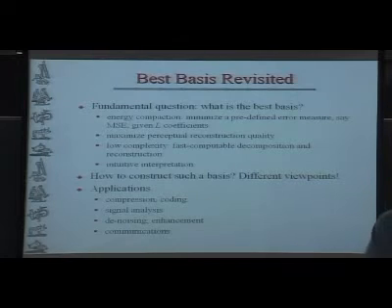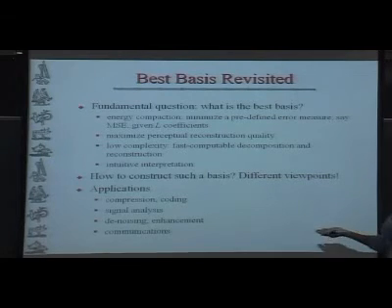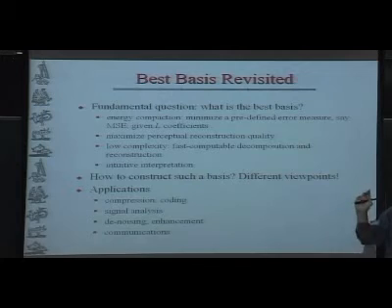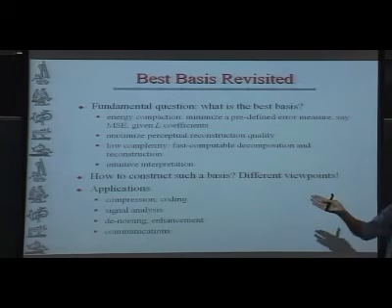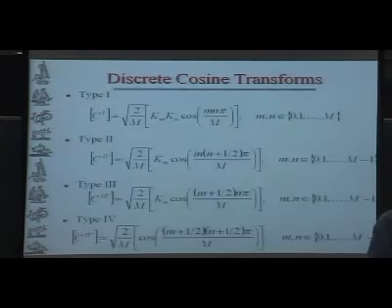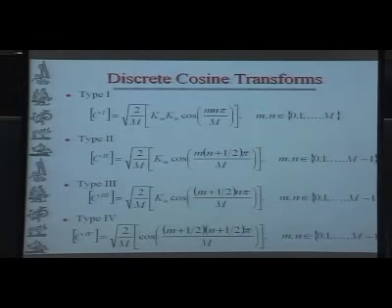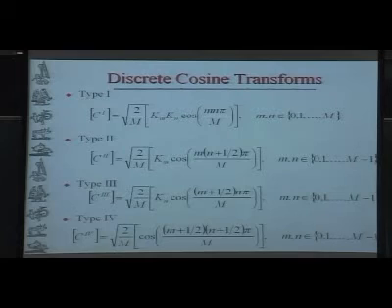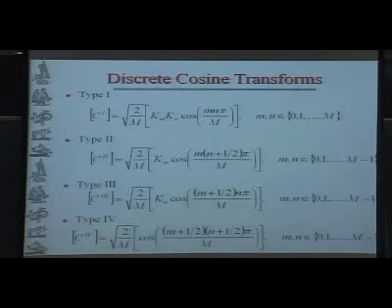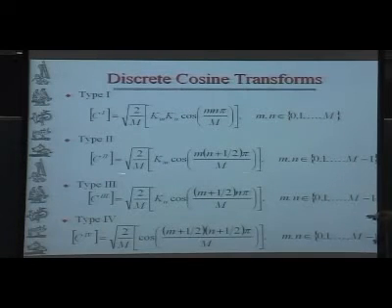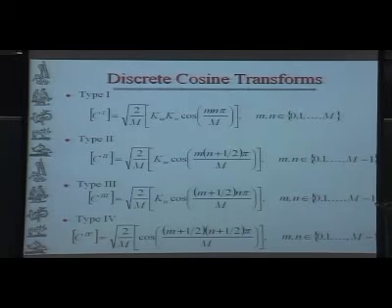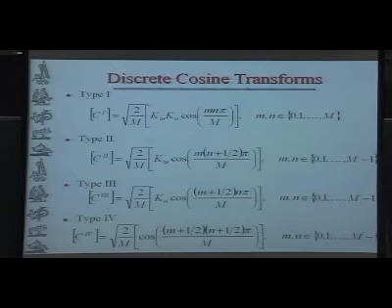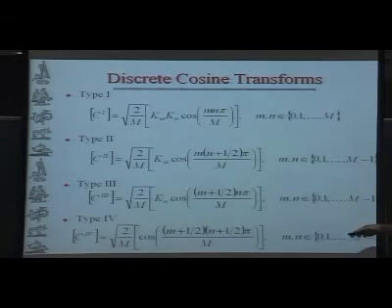Now, to construct a good basis means you have to come up with a good signal model and try to use the same set of basis functions on both sides. One of those good models is the AR1 model that we used before, and it turns out for that AR1 model, the DCT is a close approximation of the KLT. And the DCT has many different types.